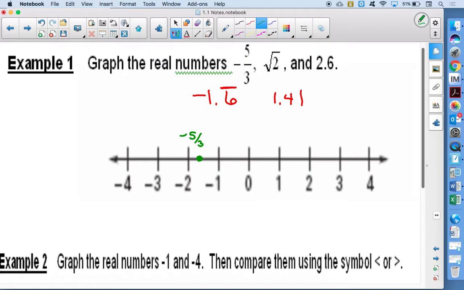David, how about the second one? The square root of 2 is 1.41. What two numbers would that be between? I'm sorry, Kevin. 1 and 2. So between 1 and 2, put a point. Again, I'm going to put the square root of 2 on top of it. And then Aaron, how about the last one? Where's 2.6? In between 2 and 3. Good. Maybe a little closer to 3 than it is to 2. And then I have 2.6. Any questions?